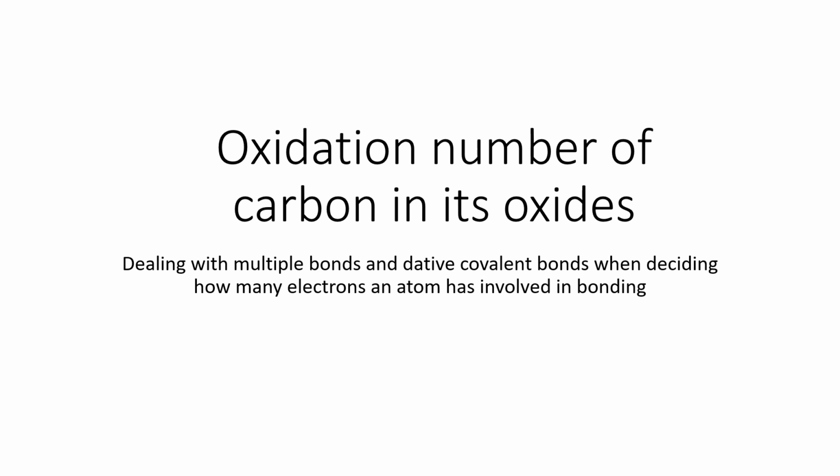Hi, and welcome to this short clip having a look at the oxidation number of carbon in its common oxides, CO2 and carbon monoxide. This means we have to deal with multiple bonds and also dative covalent bonds when you're deciding how many electrons an atom has involved in the bonding.